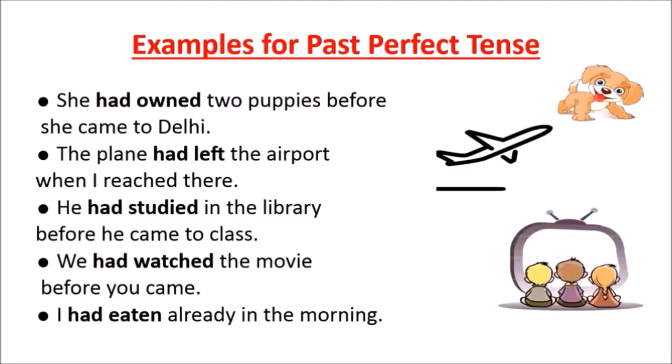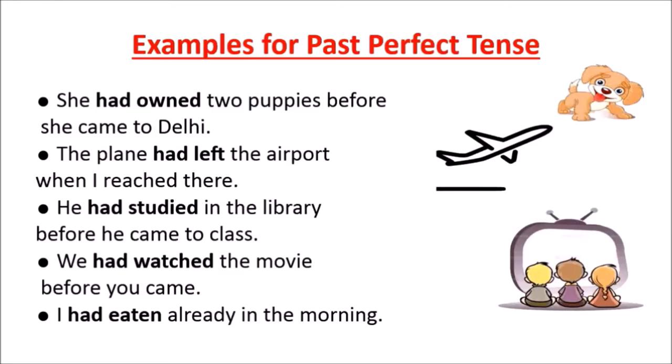So look at the next example. The plane had left the airport when I reached there. So here also two actions. What is the first action? The plane had left the airport. So what is the second action? I reached there. So had left refers to which tense? Past perfect tense. Look at the next example. He had studied in the library before he came to class. So had studied refers to past perfect tense. Look at the next example. We had watched the movie before you came.